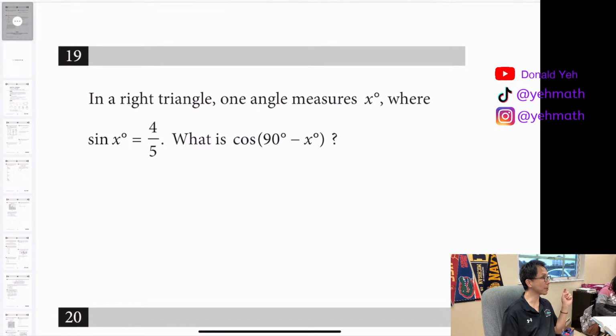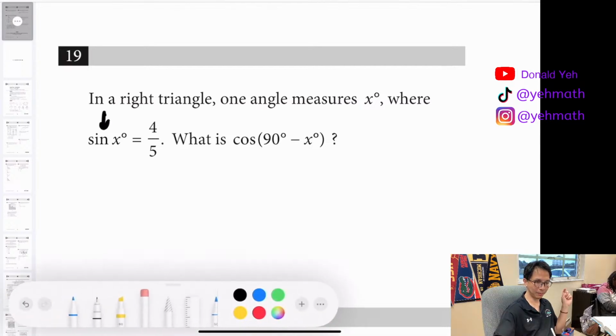4/5 is the right answer, because sine of this and this are the same, right? So the answer is just 4/5. And I'm going to prove to you it's true.